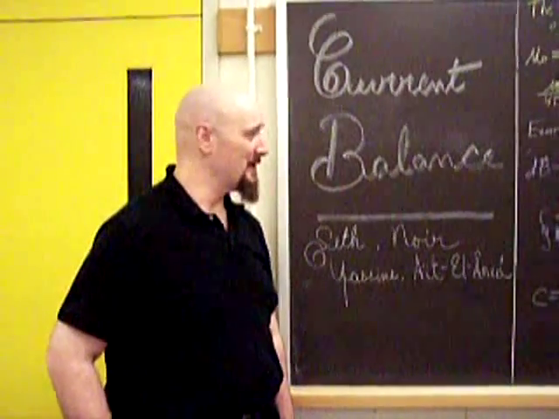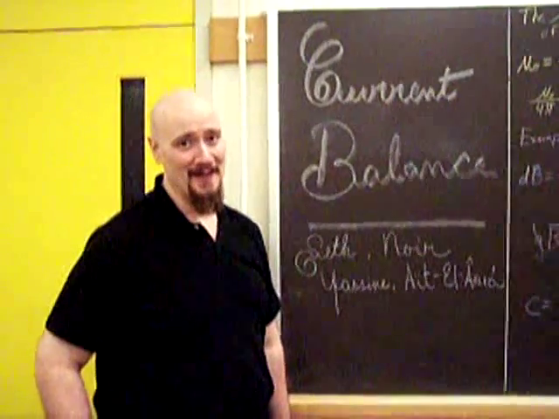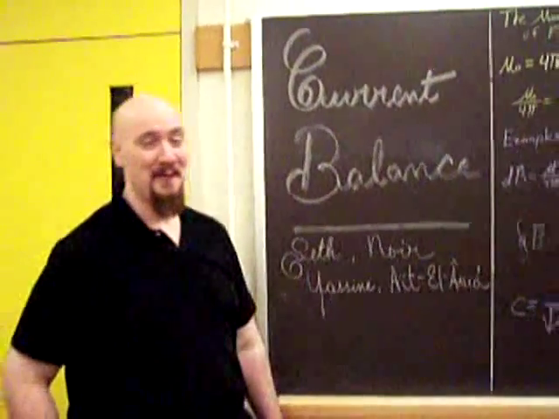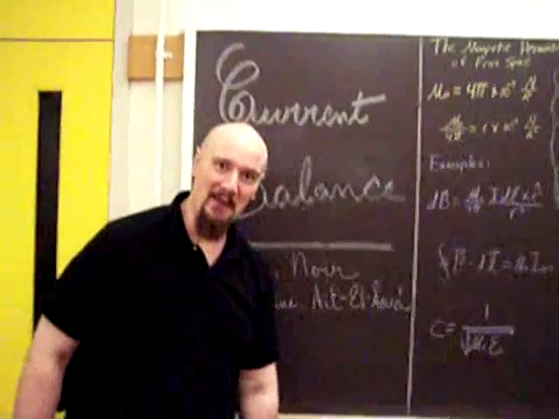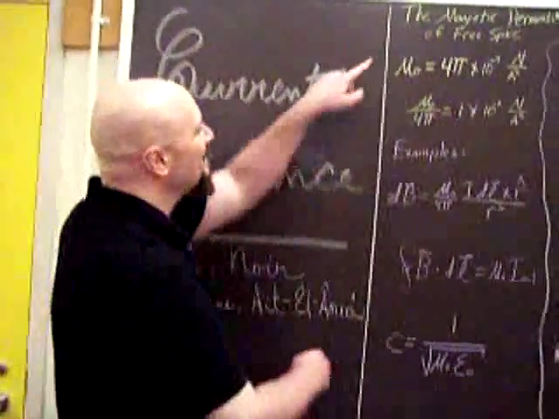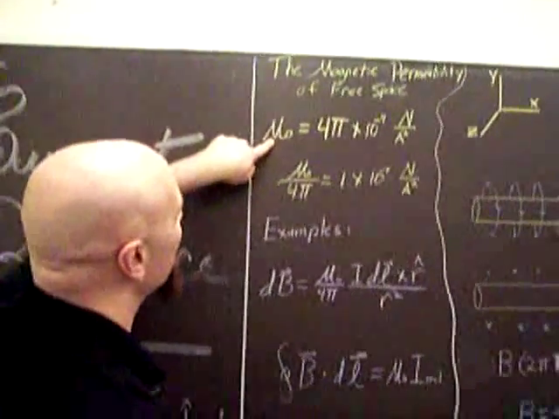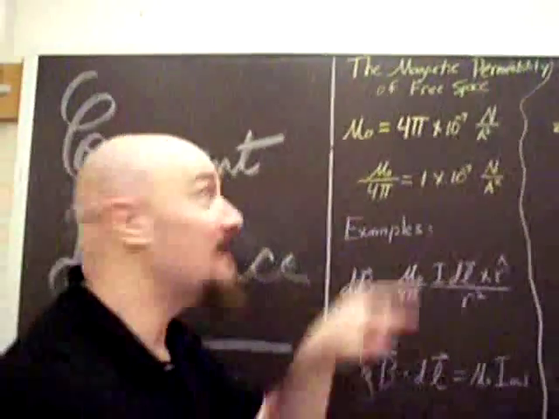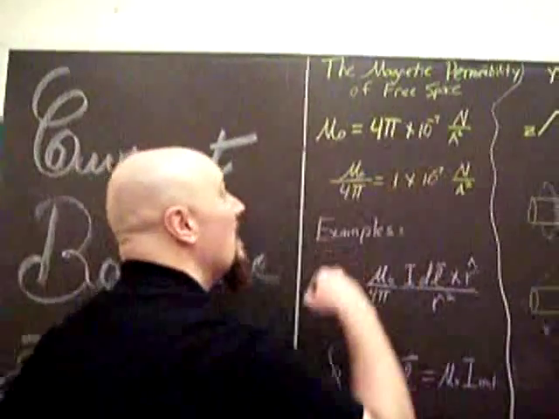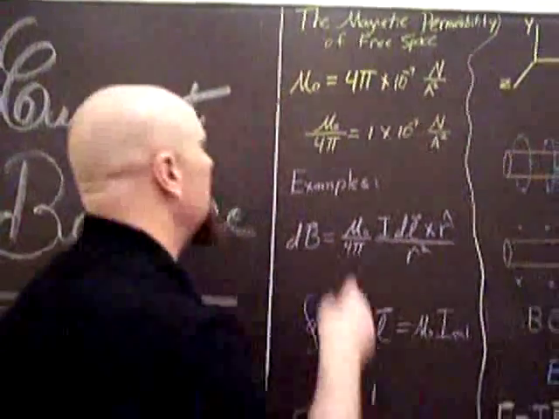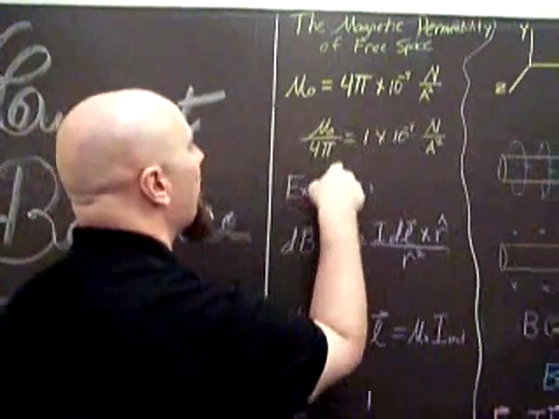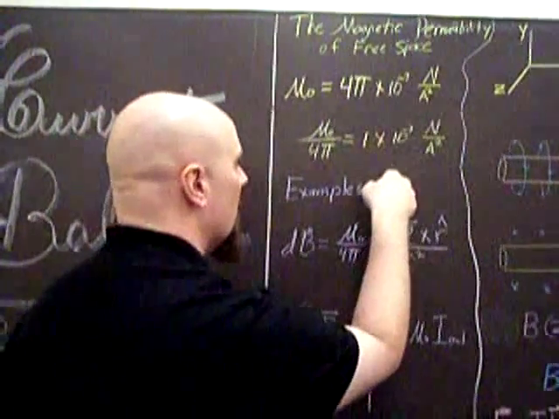This is my favorite experiment. I like this one because we're going to find a universal constant, the magnetic permeability of free space, mu0, which equals exactly 4 pi times 10 to the minus 7 newtons over amp squared. The way we'll be dealing with it is we'll look at mu0 over 4 pi, which equals 1 times 10 to the minus 7.